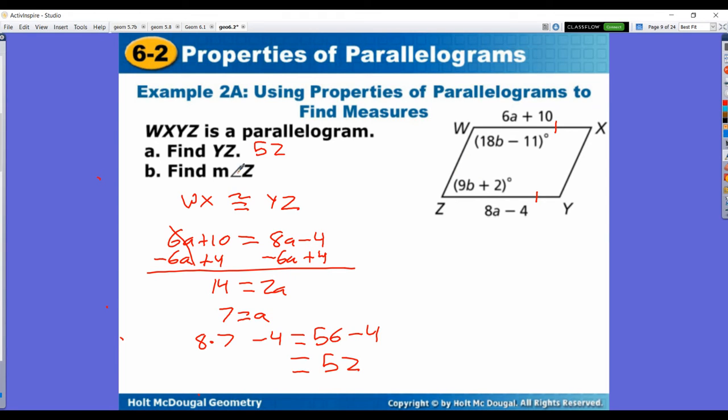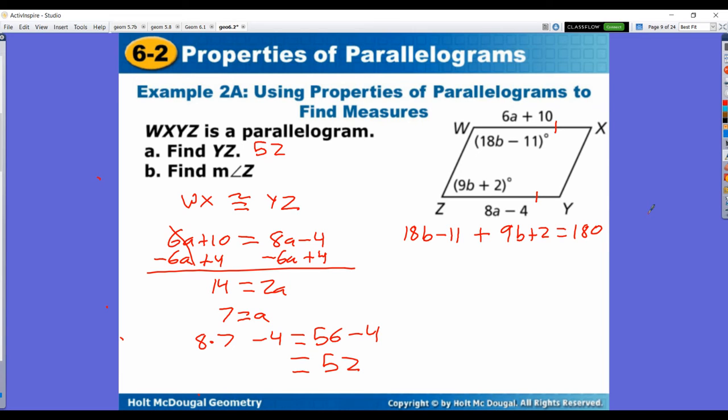All right, next we're going to calculate what this would come out to. We're trying to figure out angle Z, which is going to be this guy right here. And looking at our properties, these two angles are consecutive, which means they're going to add up to 180 degrees. All right, so we're going to take these two sizes for these two angles and make them equal to 180. So our equation is going to look like this. We're going to have 18b minus 11 plus 9b plus 2, and that has to equal 180 degrees.